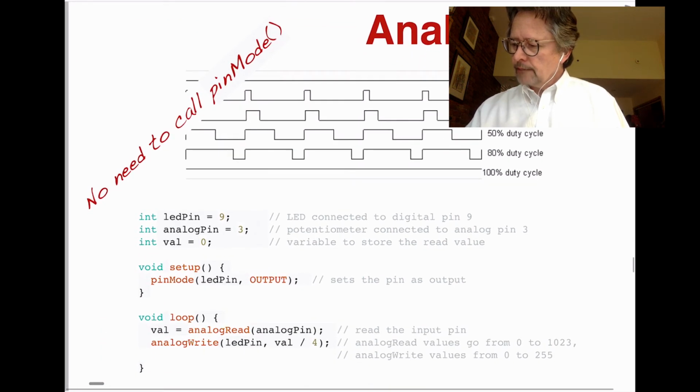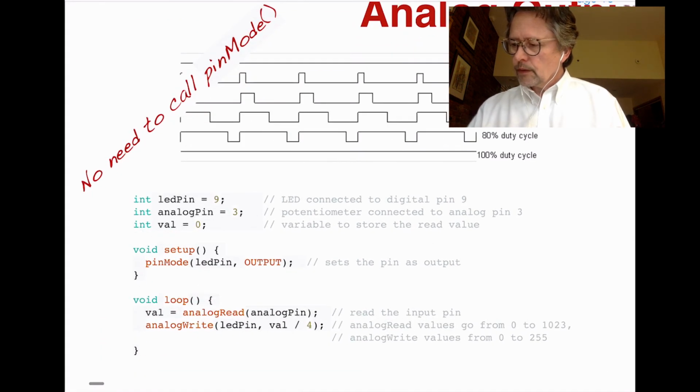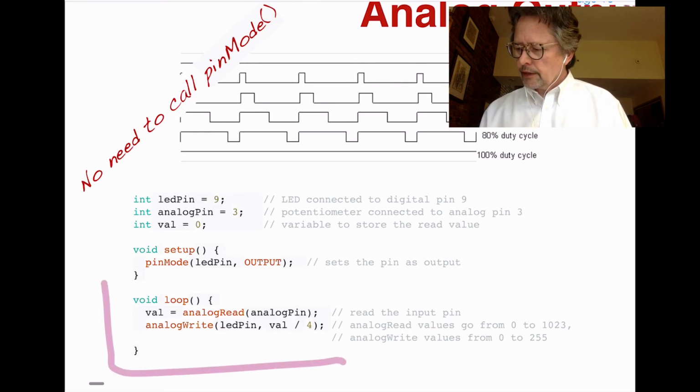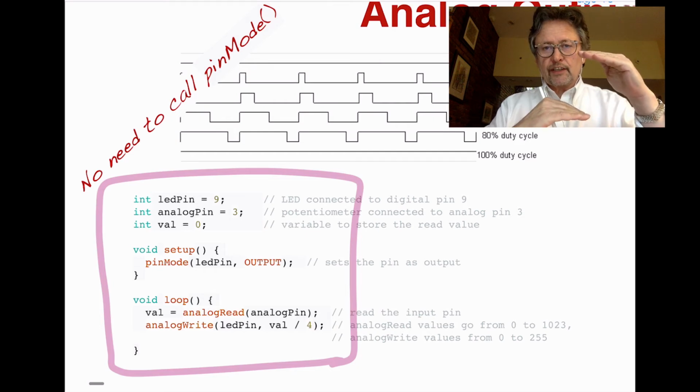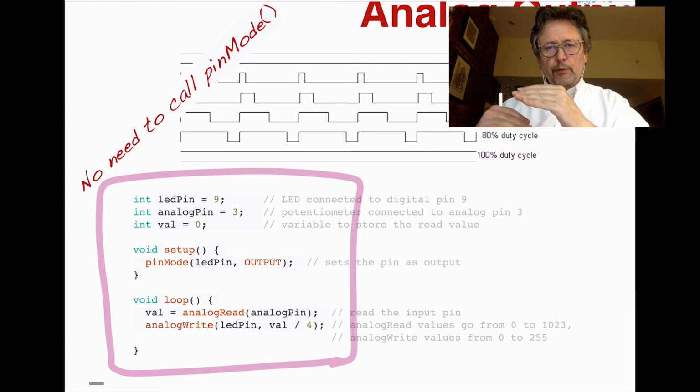All right, where is that? So here is a sketch. Look at it, try to figure out what's going on. I'm going to read something from the potentiometer on an analog input pin, and I know that the maximum value that the potentiometer is going to give me is a number between 0 and 1023 included. I'm going to transform that into a number between 0 and 255. I'm going to divide by 4.